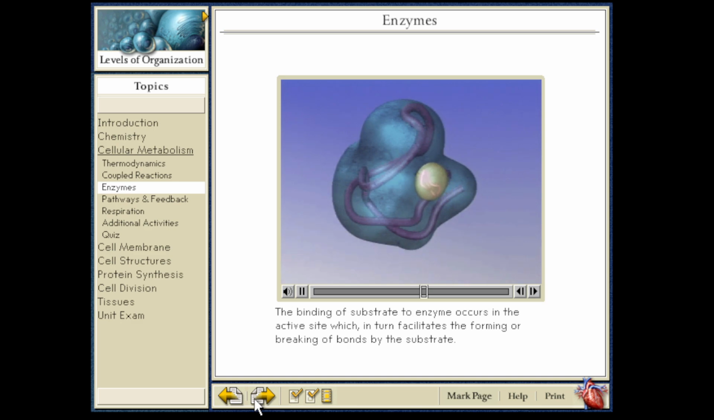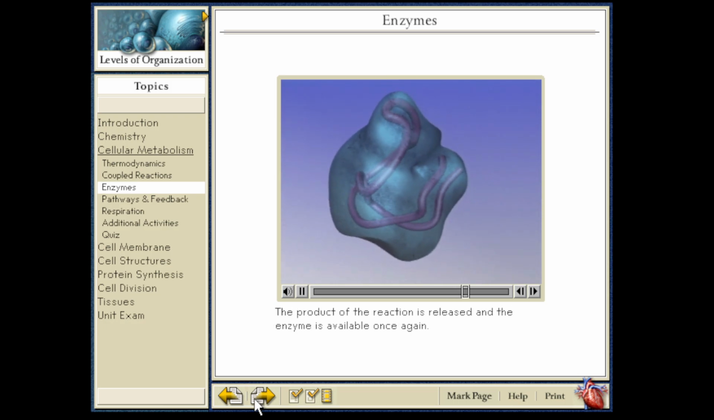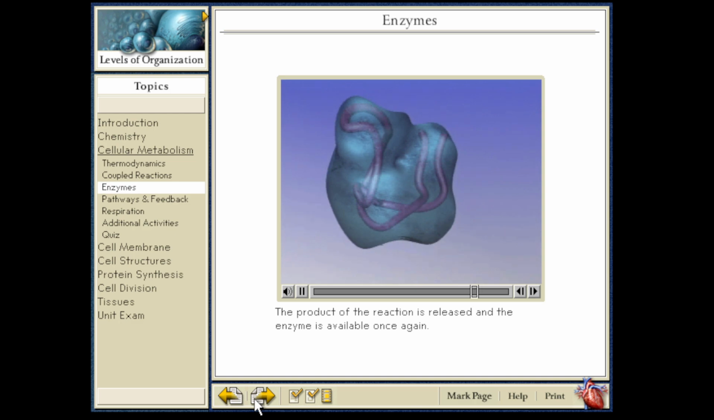The binding of substrate to enzyme causes a change in the shape of the enzyme, which, in turn, facilitates the forming or breaking of bonds by the substrate. The product of the reaction is released, and the enzyme is available once again. Because of the fit between substrate and active site, each enzyme is specific for a particular reaction.